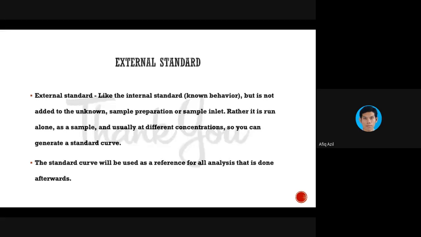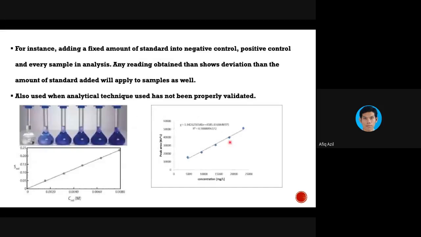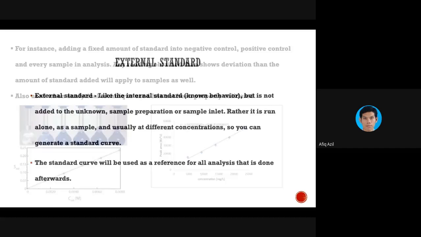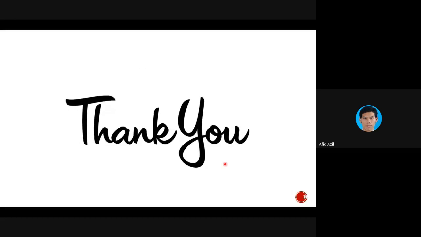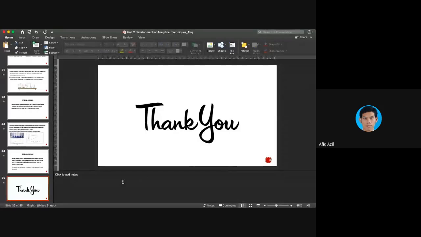So let's say you have a sample with unknown concentration. You measure it, and it has a peak at, let's say, 35,000. You can just extrapolate from here until here, and go down, so you know what the concentration is. Okay, so that is all for this topic.